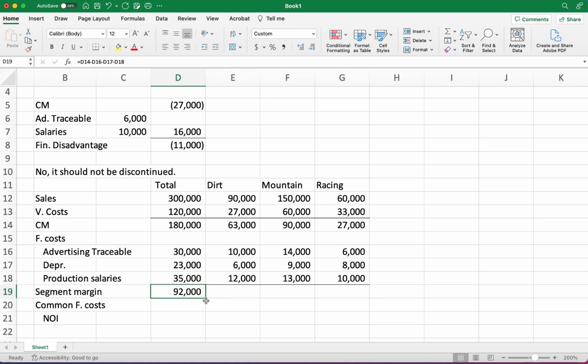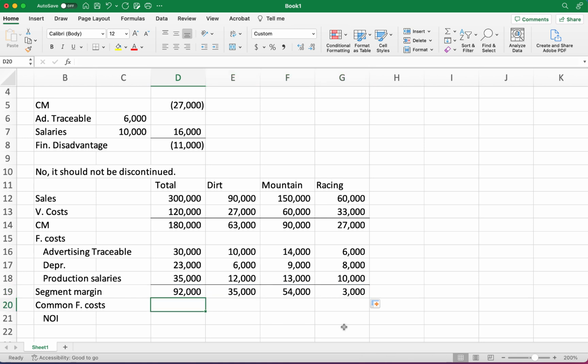Okay. So I did it to one column. I'm just going to click and drag down to do the same exact thing, right? What am I doing? I'm in the dirt bike division. I took the contribution margin and I subtracted all the traceable fixed costs to the dirt bike division. Did the same thing for mountain bikes. Again, I started with the contribution margin. Subtracted out all the traceable fixed costs that were traceable to the mountain bike product line, and did the same thing to the racing bike product line. We now have the segment margin.